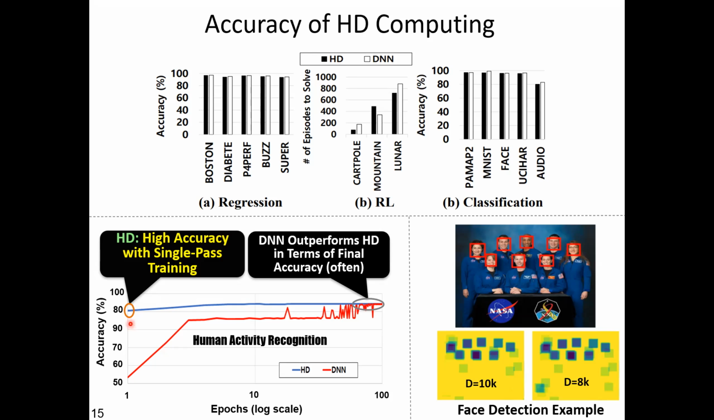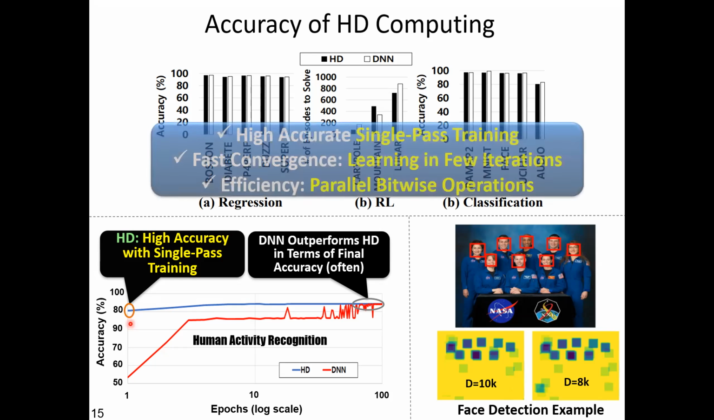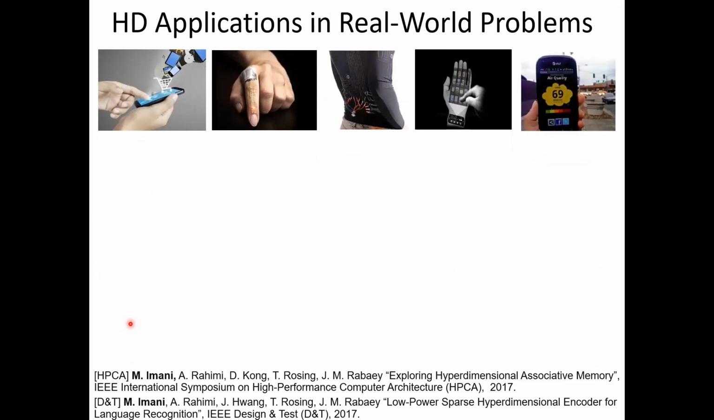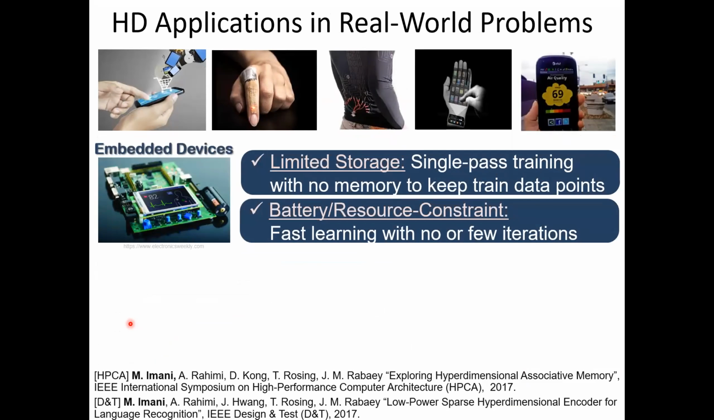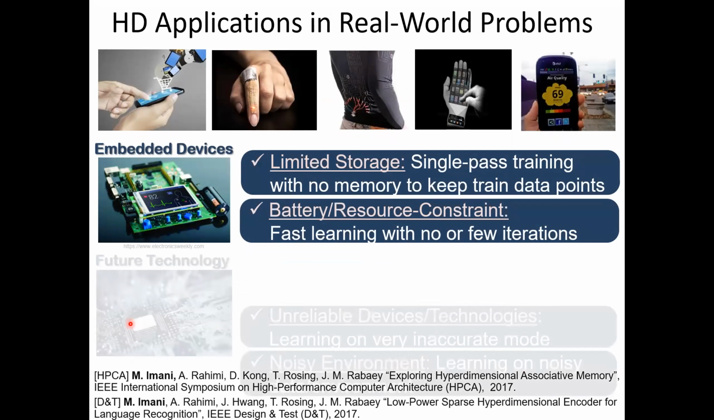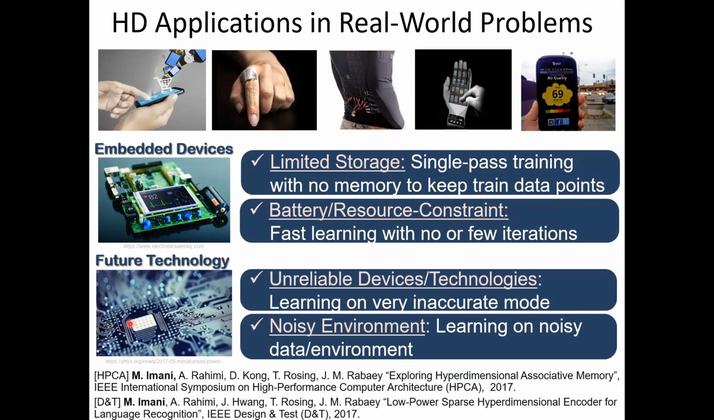So this actually enables us to provide really good accuracy in one pass without performing any iteration, while we are performing highly parallel bitwise operations to perform learning tasks. So no complex operations. And all these features make our approach promising to perform learning tasks on today's embedded devices, which don't have enough storage to keep the training data points and do iterative learning. Also, they are battery based. They don't have enough resources to do complex gradient-based learning. Also, it is very promising for future technology.